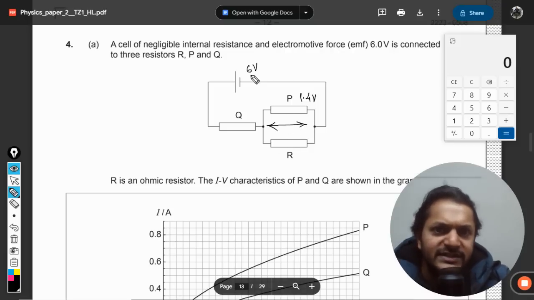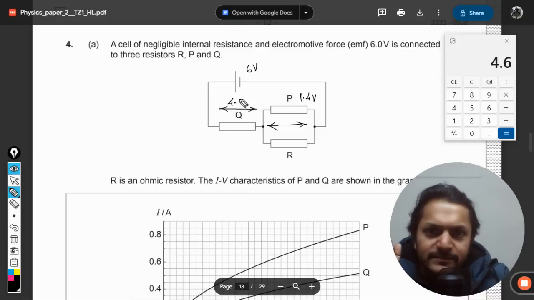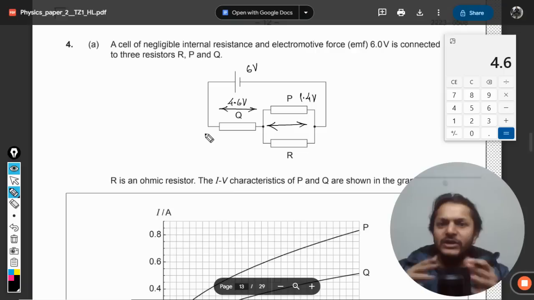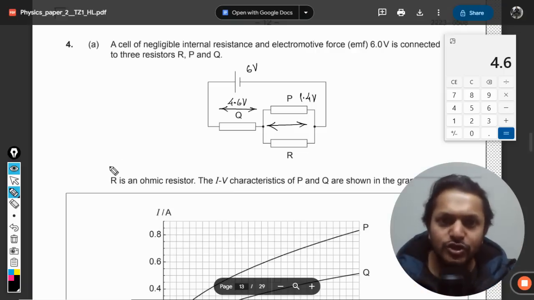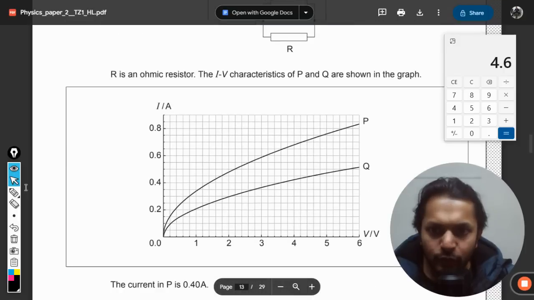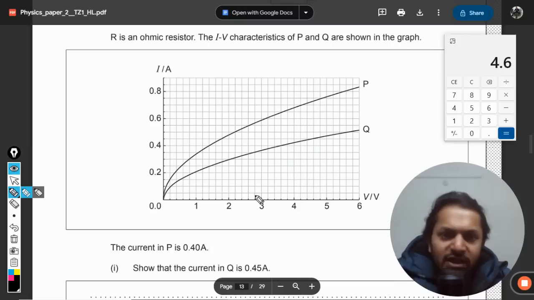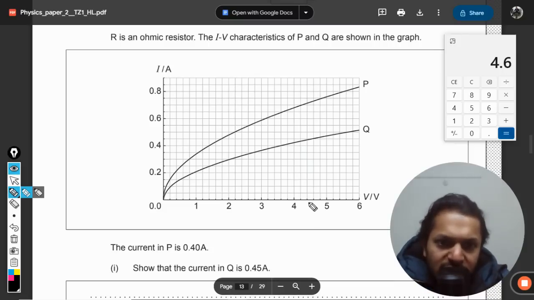Total potential difference is 6. Clearly, Q would have a potential difference of 6 minus 1.4. So 6 minus 1.4 is 4.6. So 4.6 volt is the potential difference across Q. So you want to find the current now. So the voltage is 4.6 now. 1, 2, 3. This is 4.6.